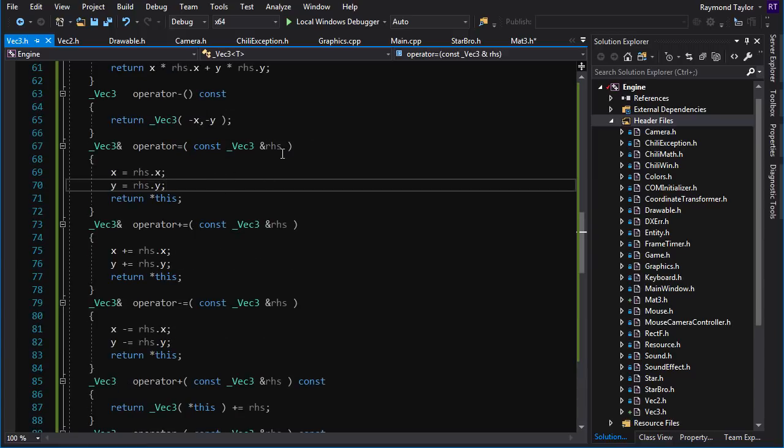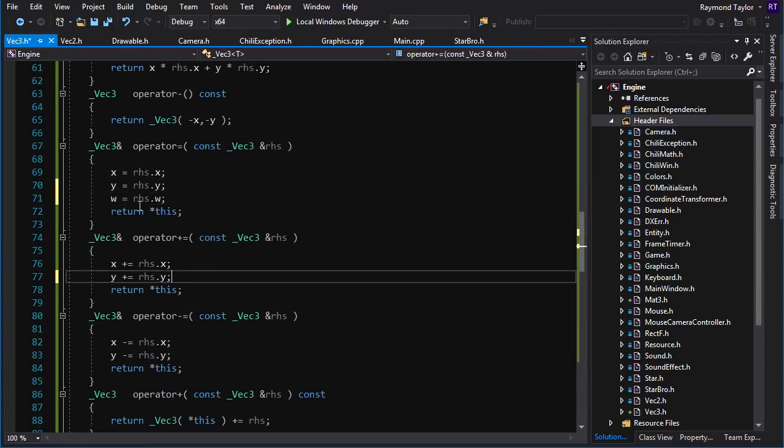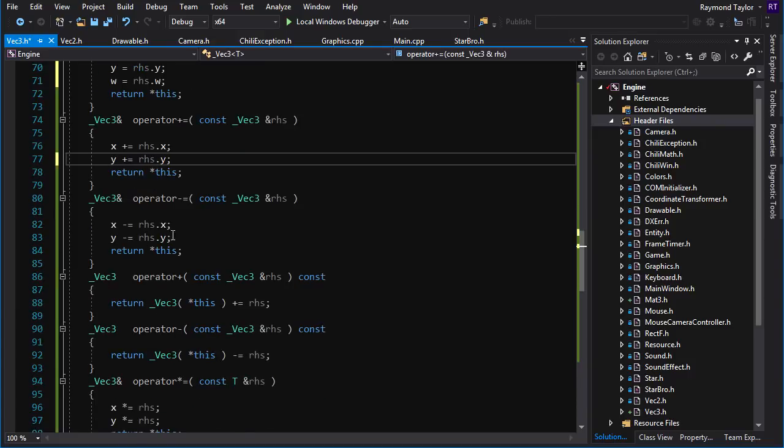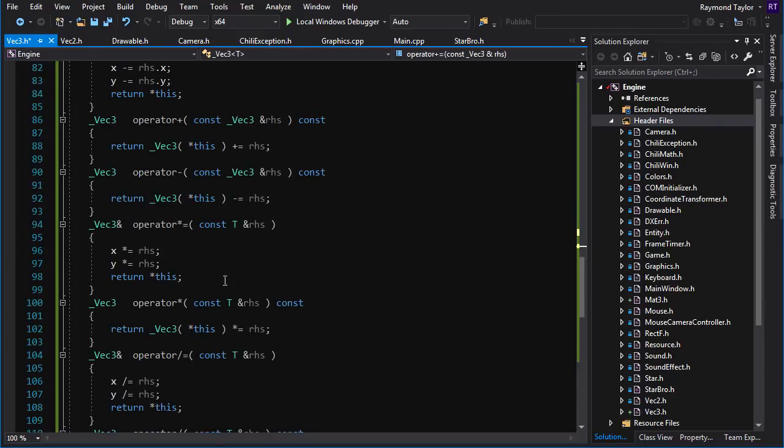For operator equals, we do want to copy over the w, but for plus and equals, we just leave w as it is. Minus and equal, leave it as it is. Plus, leave it as it is.